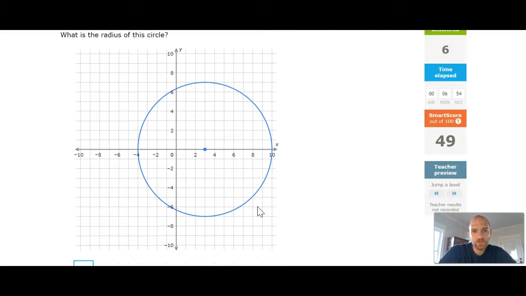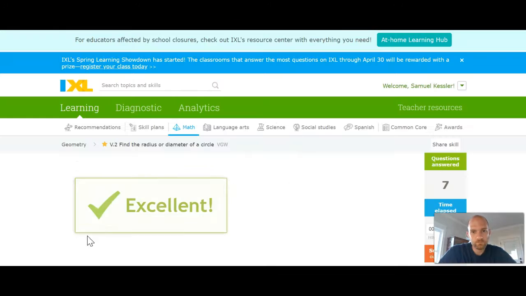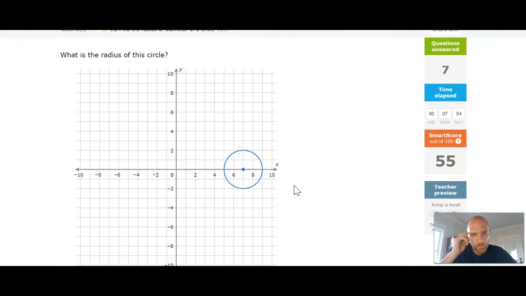Again, what is the radius of this circle? We're going from 3 to 10. If we just subtract those, that's a quick way of doing this, we would find the radius is 7. What's the radius of this circle? Well, that's easy enough to count. It looks like it's 1, 2.